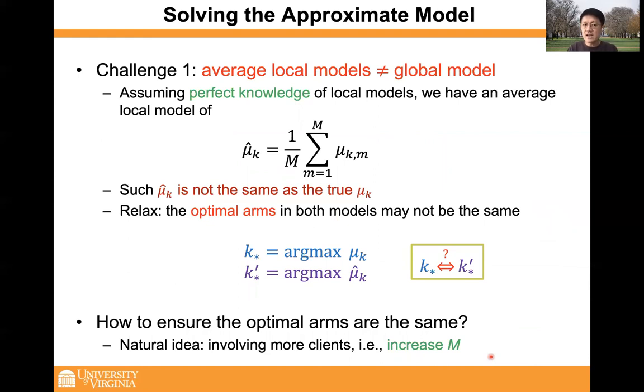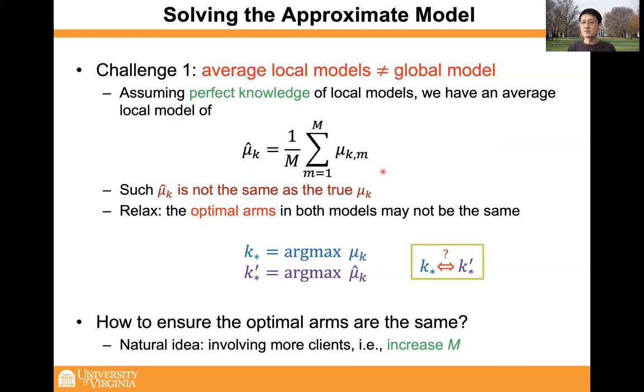The first challenge is that the average local model is not really the global model. In fact, you can easily argue that even if you have perfect knowledge of local models, we will have an average local model of this, right? If I know every mu_km perfectly, for, let's say, channel k, the average value is going to be the true local mean value averaged over the M clients. And this mu_k hat is not the same as the true mu_k because these are realizations from the true mu_k. So they do not necessarily give you any finite sample mean.